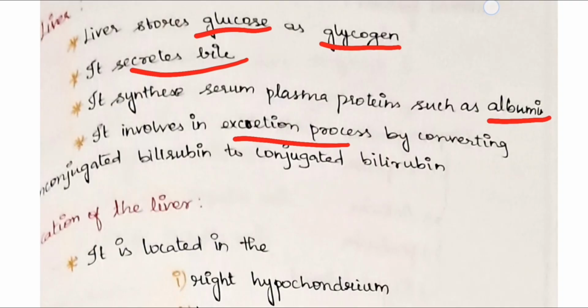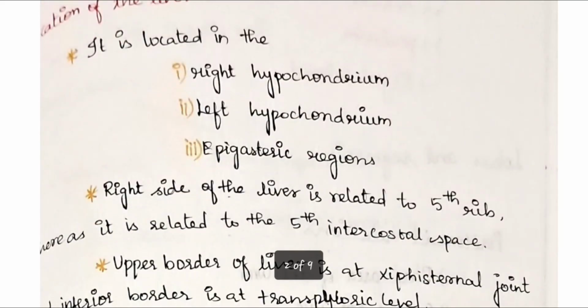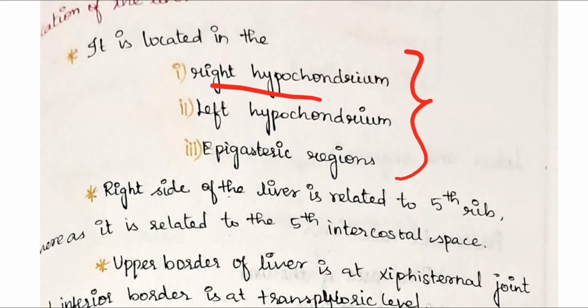Coming to the location, we have to speak about the location in the abdominal regions. As we know, there are 9 abdominal regions, whereas the liver occupies the right hypochondrium, left hypochondrium, and epigastric regions. As we know, the liver is a right-sided abdominal organ, so it occupies the right hypochondrium and to some extent the left hypochondrium, and the region between the right and left hypochondrium is the epigastric region. So in these three abdominal regions, the liver is located.